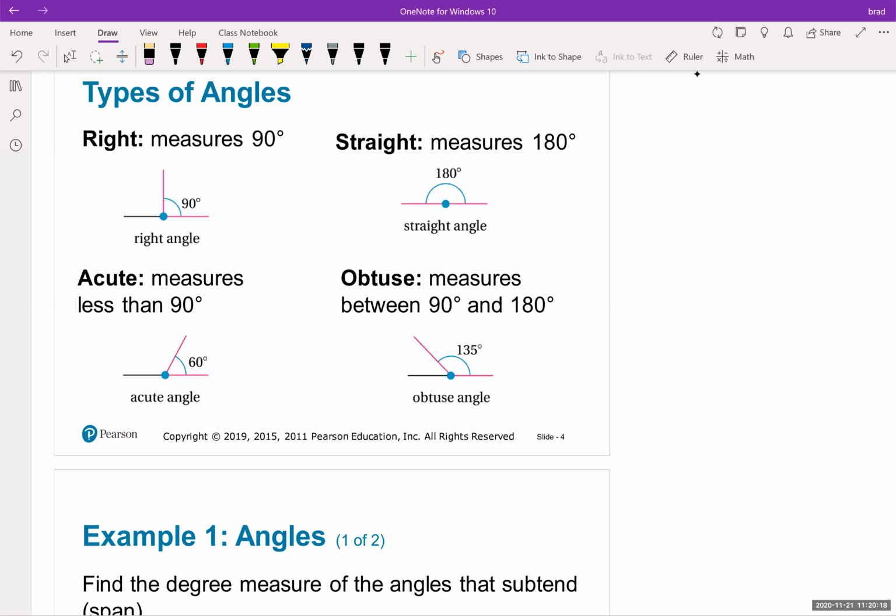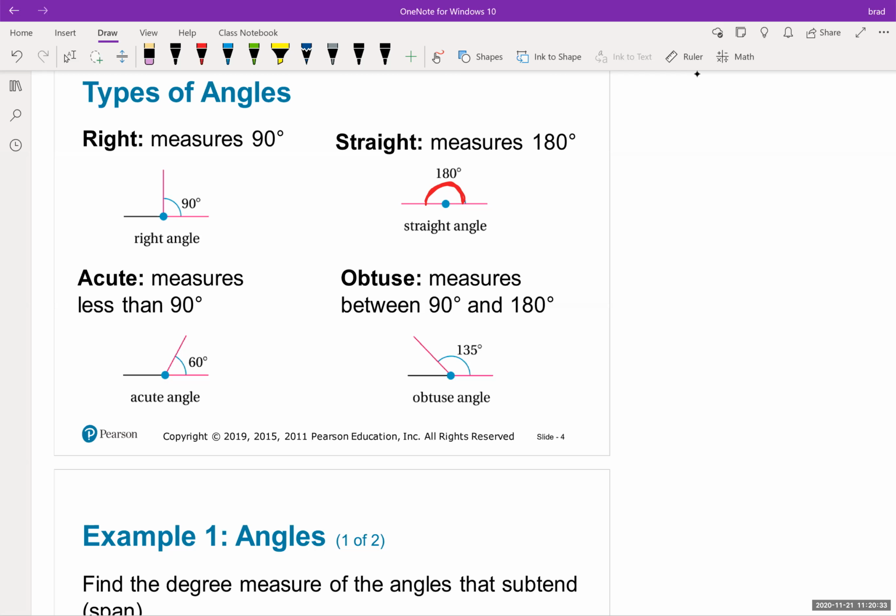A straight angle is basically just this, where literally you have a straight line and that's 180 degrees. So what if you came around all the way? That would be 360. So half of coming around all the way is 180 degrees.